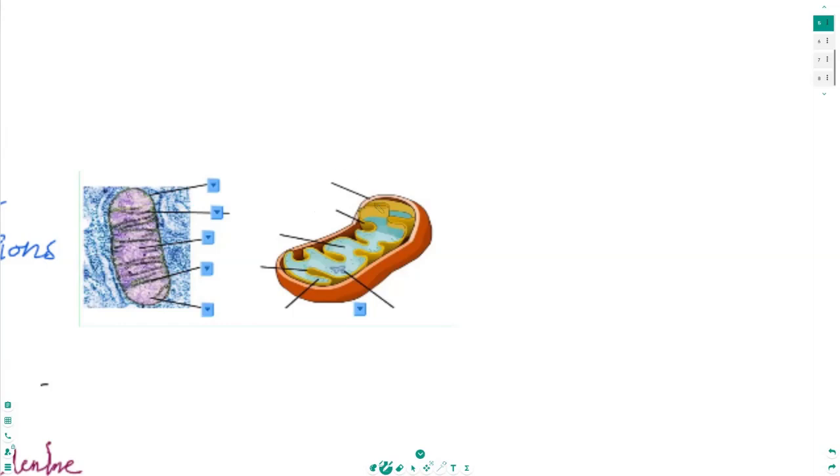Yes, the outer membrane is this section here. So the outer membrane is this. As I said, this is the outer membrane. We then have the inner membrane, which is here.